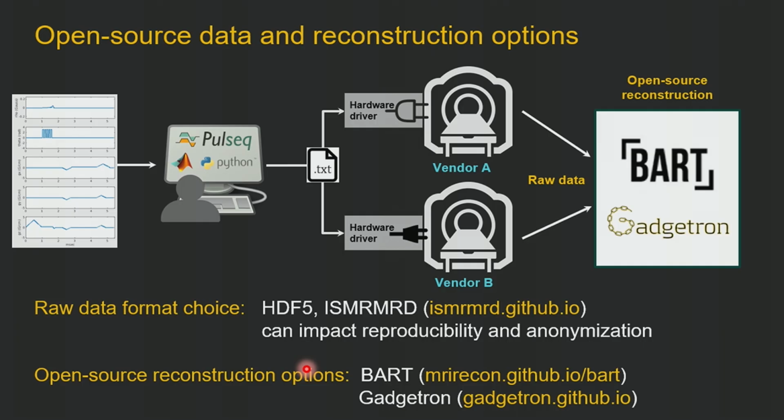So for the reconstruction itself, turning the raw data into images, I don't have time to get into the details here, but two of the major packages are BART and Gadgetron. BART is the Berkeley Advanced Reconstruction Toolbox.